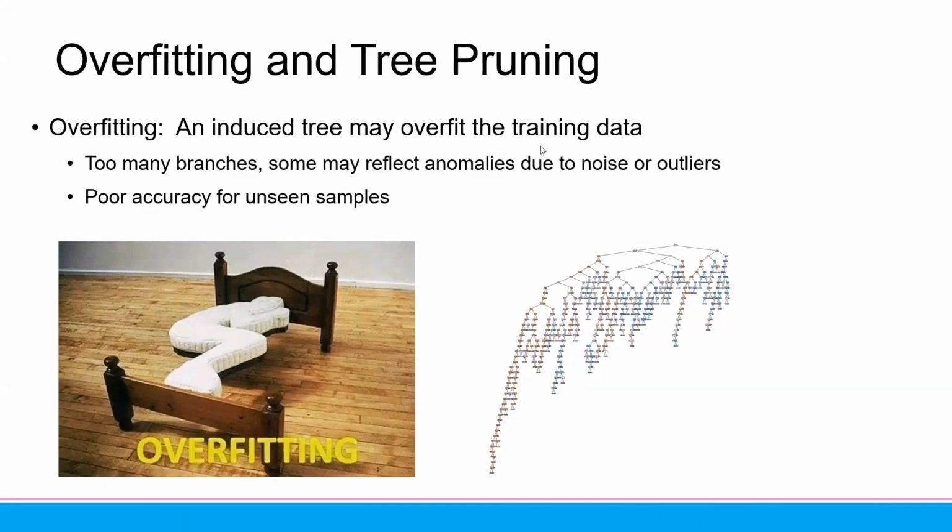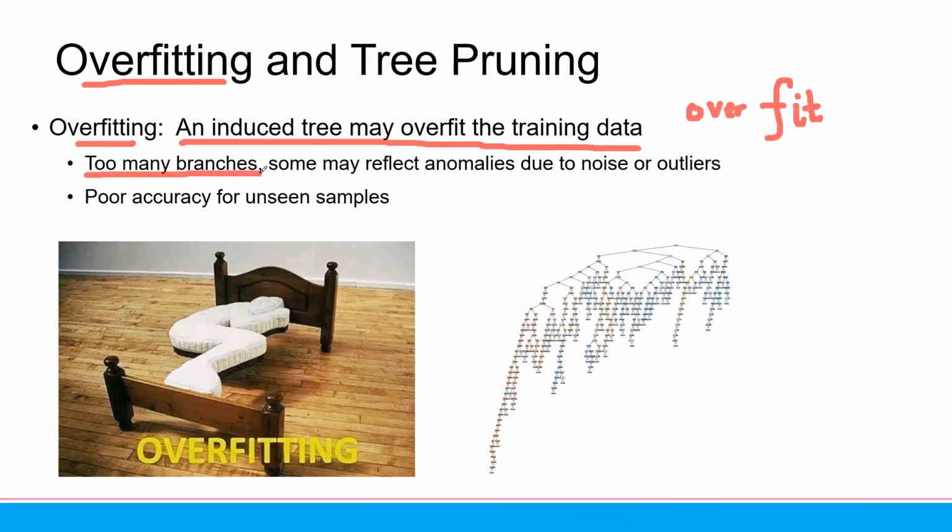What is the meaning of overfitting? Fit means enough, okay? Just enough or just proper. If we call it overfit, it means it is more than enough. Because of this overfitting, a decision tree may overfit the training data. It means there are too many branches.